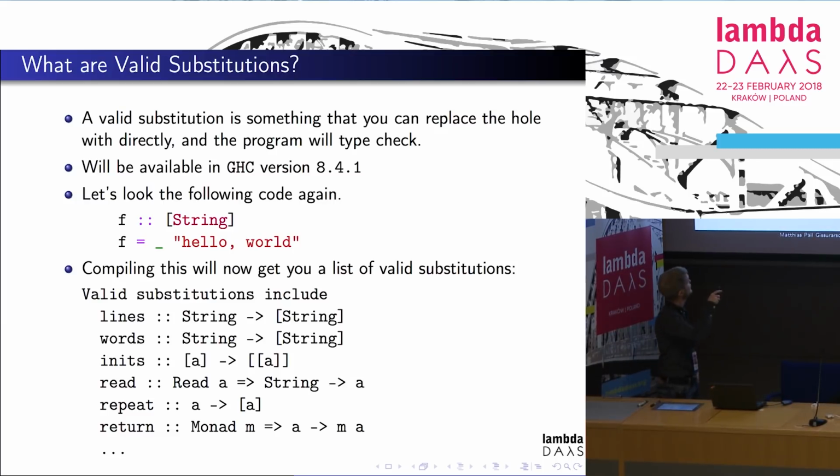So here we have our f with the type string to list of strings. And now, if you compile this with a new GHC, it will tell you a list of valid substitutions for that hole. So valid substitutions are things that you could put in place of the hole.